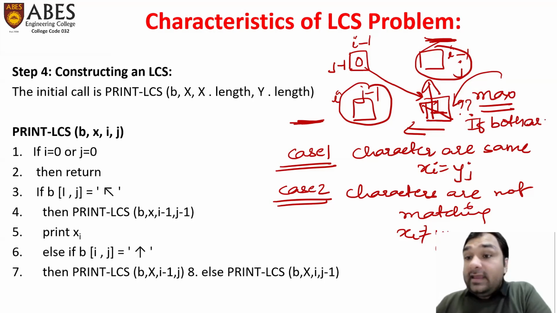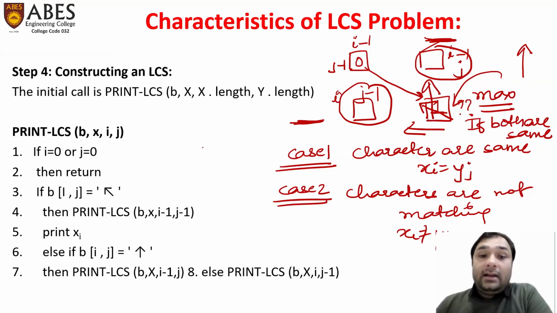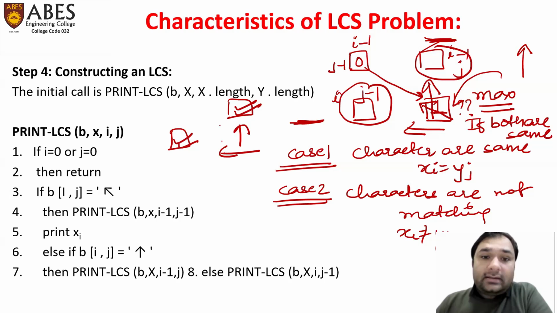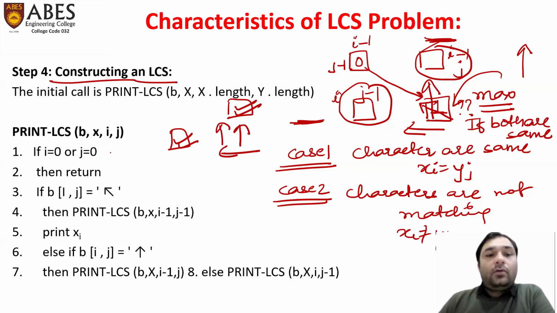If both are same, then we have to point the arrow as this. I will again let you know this part and this part. If the maximum is this, then the arrow is this. If the maximum is this, then the arrow is this. If both are same, then we point an arrow upward. This is the algorithm, step number 4, which will help us print which characters are same.